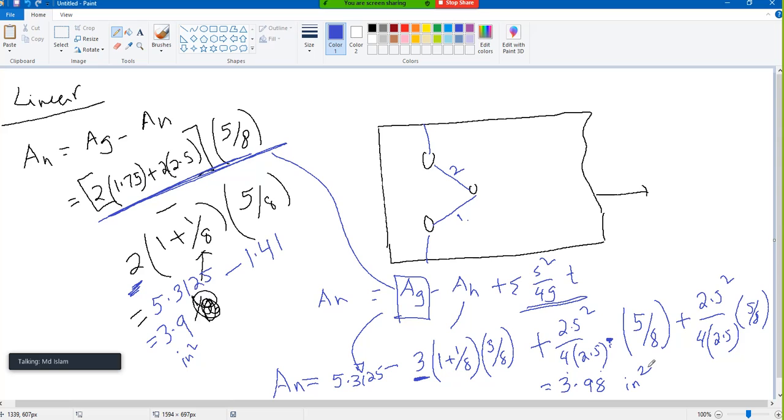Calculating this portion, which one is less, 3.89. So this portion is less. So this will control. So the failure will be through the two holes. So hopefully you understood this. I will stop the recording here.